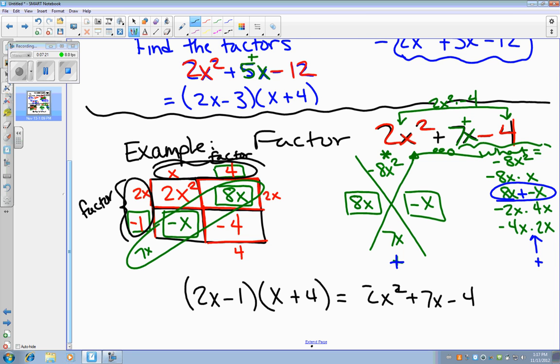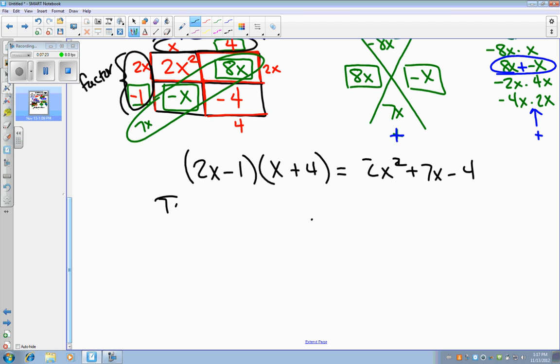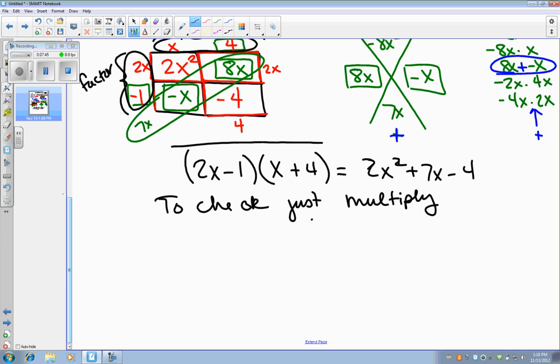And if I wanted to check that, I could just, in my head, multiply it out and make sure that it does. 2x times x is 2x squared. I have 8x minus 1x, which is 7x. And then I have negative 1 times 4, which is negative 4. So my factors are right there.